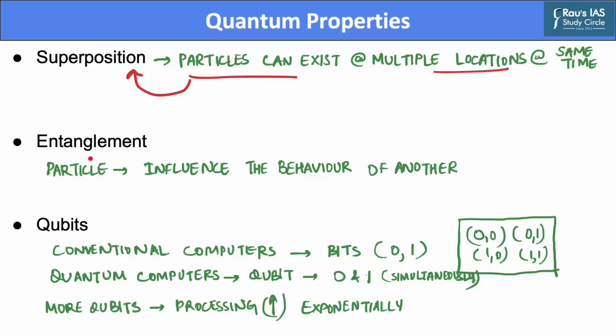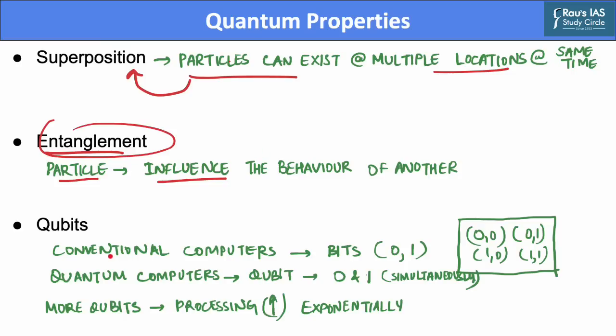Then, there is a property called entanglement. It refers to the ability of a particle to instantaneously influence the behavior of another particle with which it had an earlier interaction. Research on entangled particles won the Physics Nobel last year.